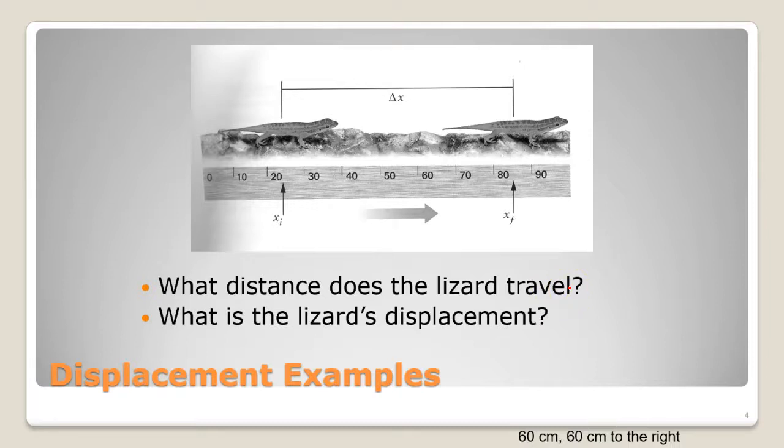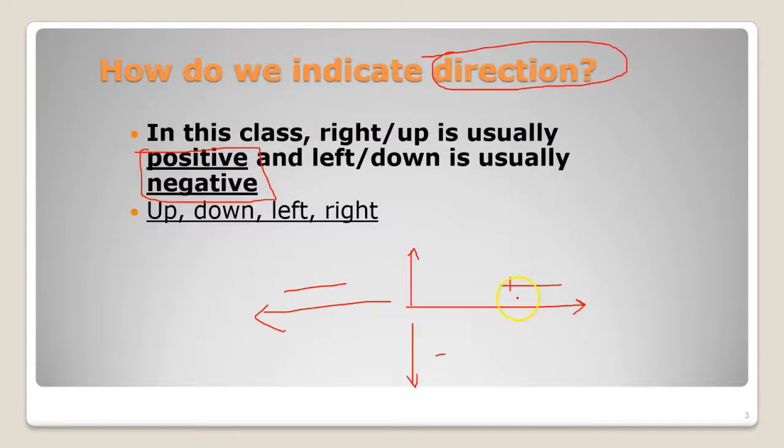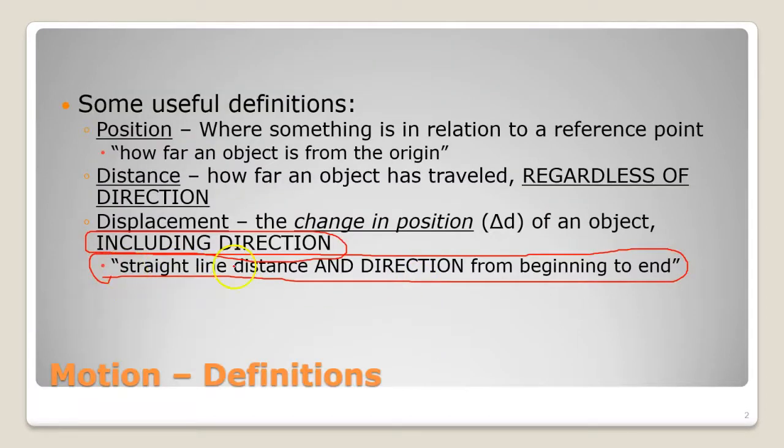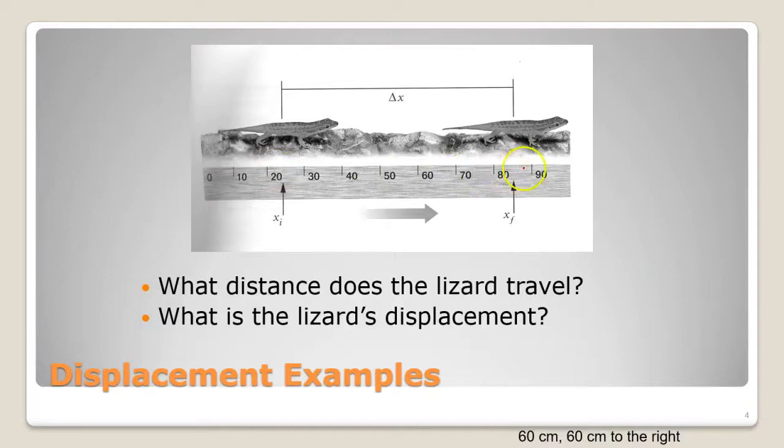But if I ask you what is the lizard's displacement, a lot of people have trouble answering this question because they don't know how to quite answer it. Once you know how to answer it, it's really easy. The displacement is simply, going back to what we learned before, the straight line distance and the direction from the beginning to the end of a trip. So the straight line distance from the beginning to the end is still 60, but now we're just going to add the direction. The direction is to the right. So we would say 60 centimeters to the right, or positive 60.